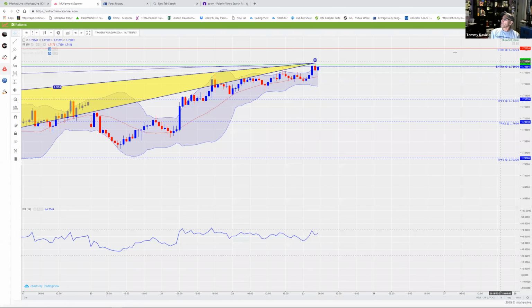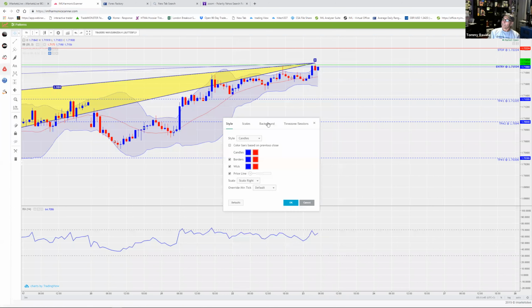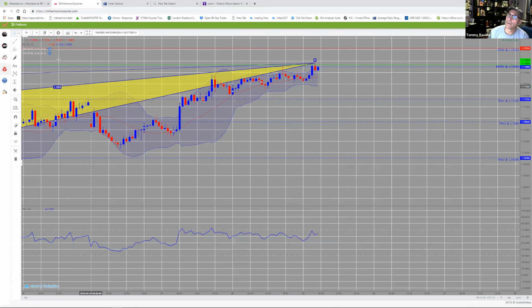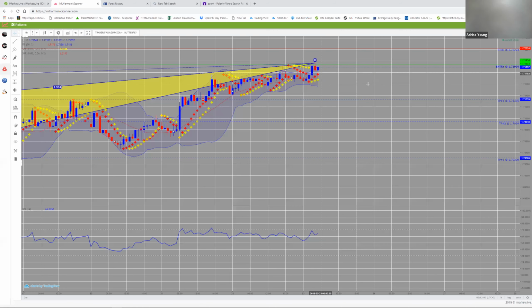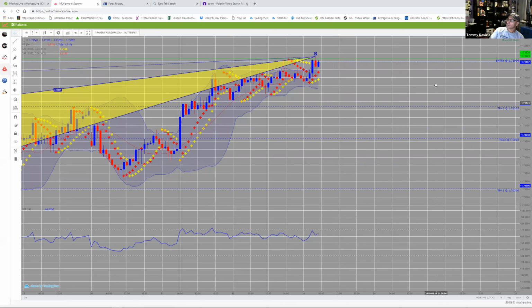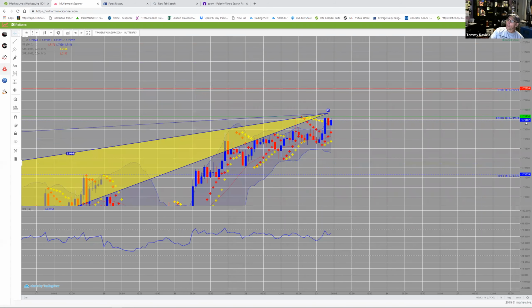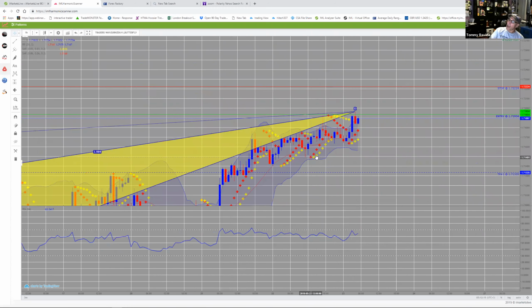So let me do a little thing with the color here so it's easy on the eyes. Background, I'm going to make it a little darker. Now look at what my stop and reverse is saying. What is it telling me? Well, it looks like it's still going up. Yes, absolutely. Because if you look in history, here, this is telling me buy, buy, buy, buy, buy, buy, buy. When the SARs come and actually touch the price, they flip.